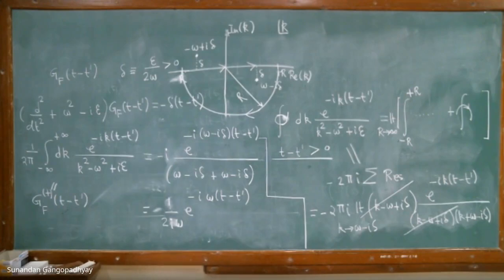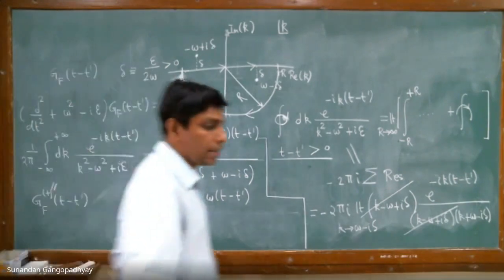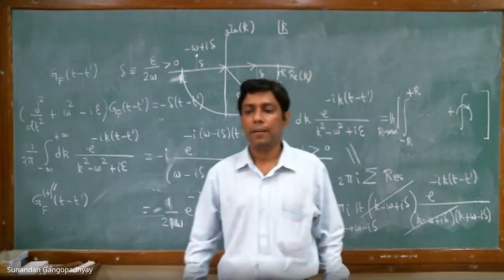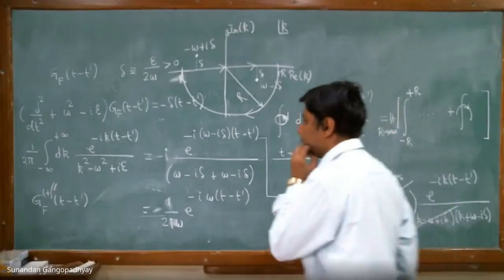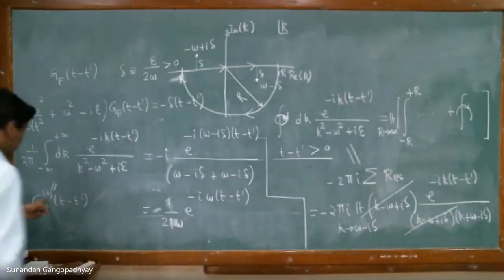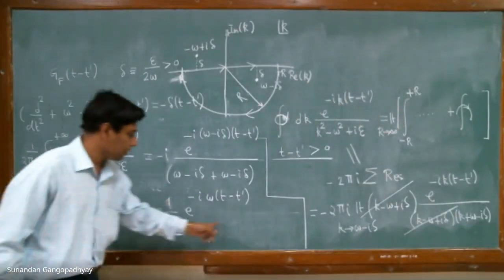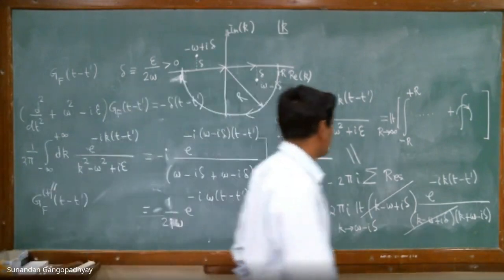Okay. Is this okay? Is this calculation okay? I'll just pause for 1 minute. Okay, very good. Yes. Okay. So GF plus t minus t prime is equal to this result that we have computed.